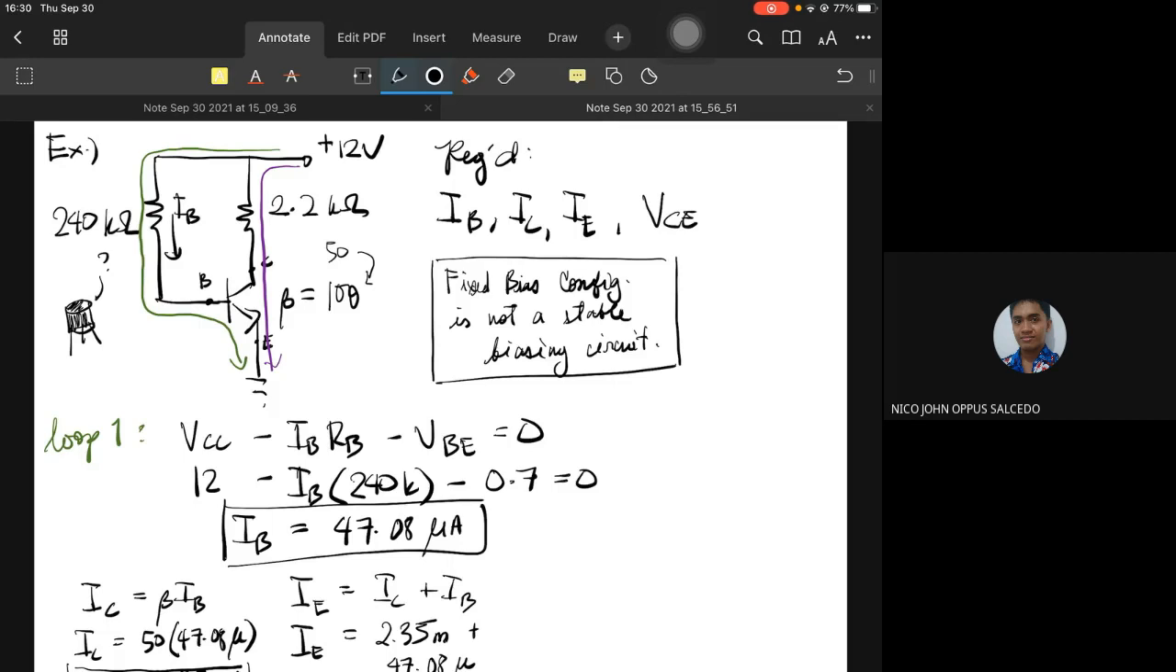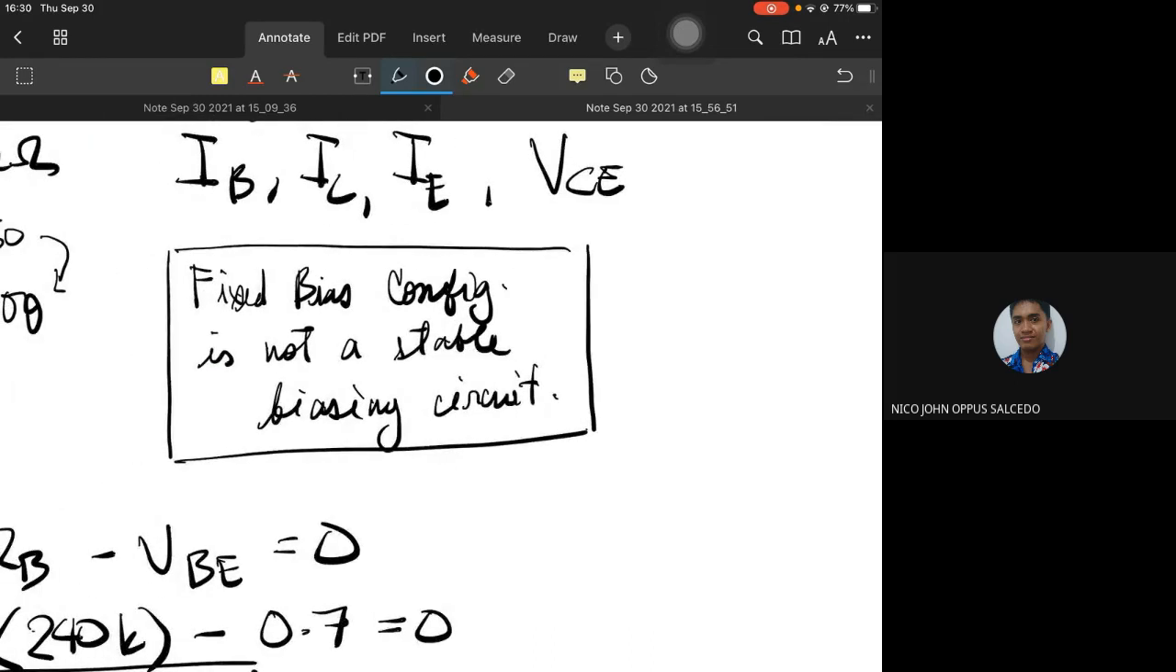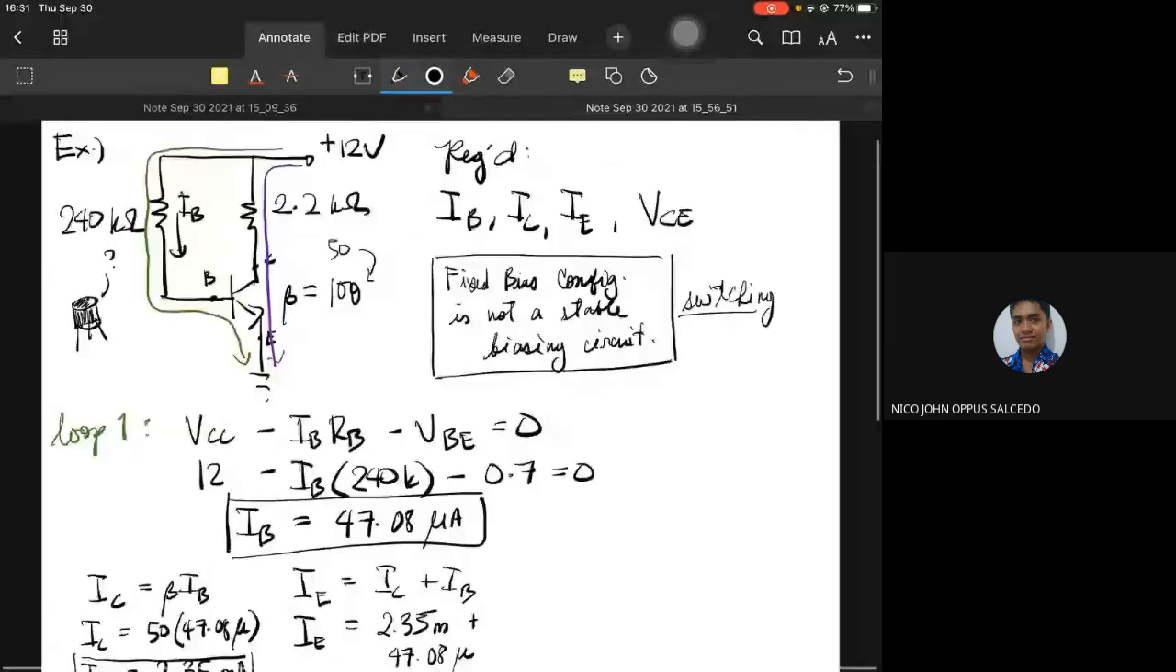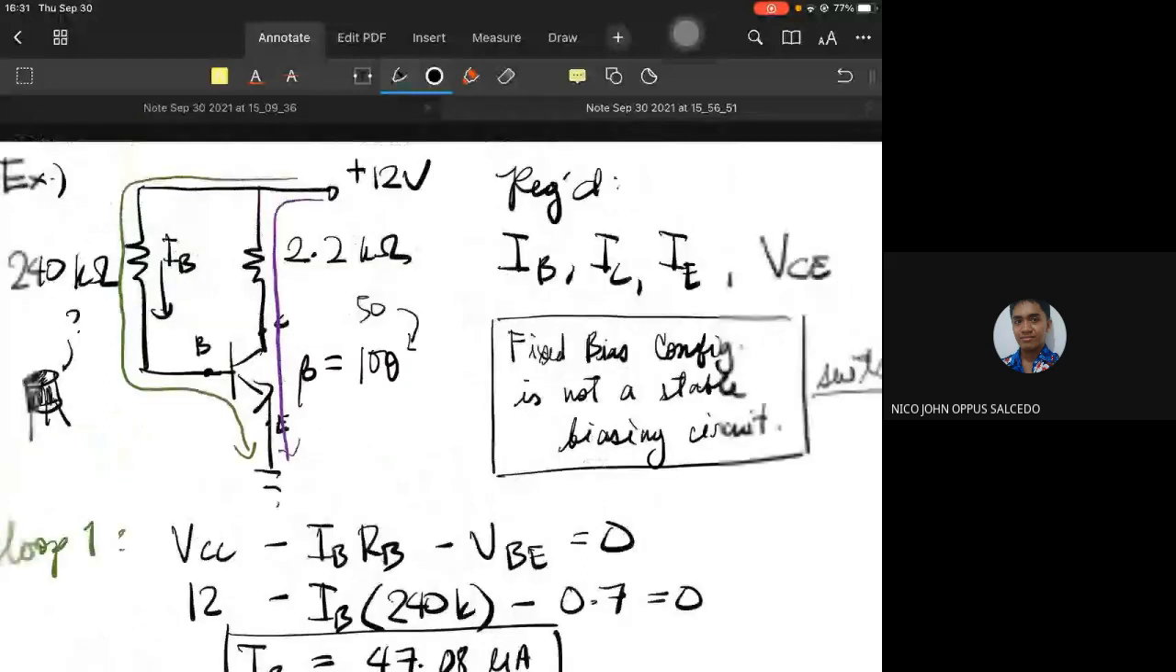And we could observe fixed bias configuration not in amplifier circuits but in switching circuits. Fixed bias is probably better for switching circuits and not for amplifier circuits. For example, you can observe that if beta changes in the fixed bias configuration, there are significant changes in IC and IE.